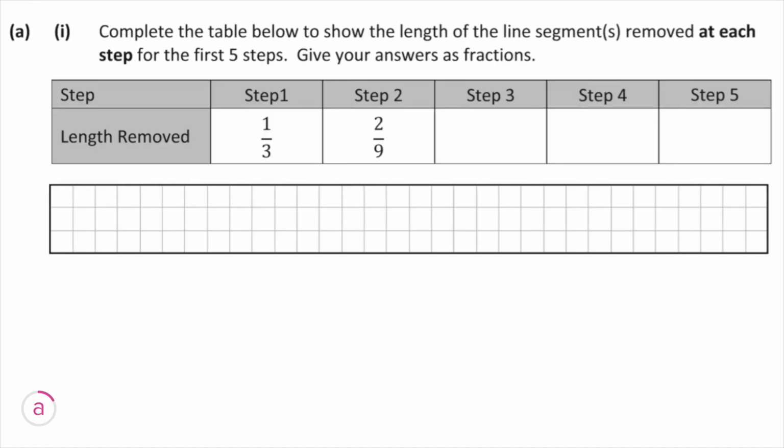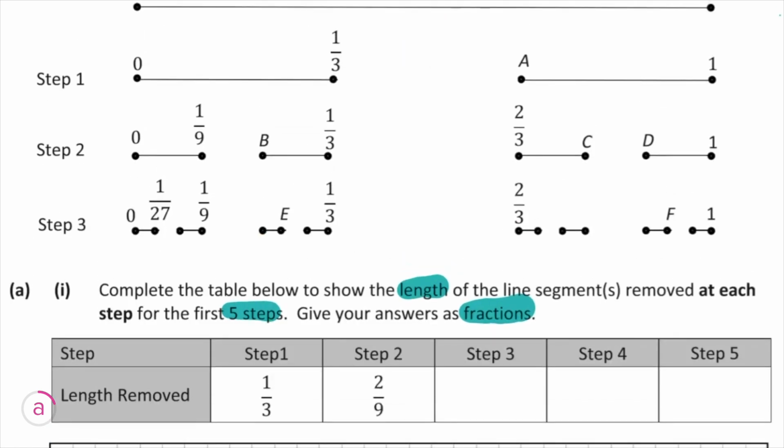So now that we understand the question, part A asks us to complete the table below to show the length of the line segments removed at each step for the first 5 steps, and to give our answers as fractions. If we go back up to our diagram, it's pretty obvious that the length removed in step 1 is just 1/3, so from 1/3 to 2/3. Step 2 removes 1/3 of 1/3 from both this side over here and also over here as well. So 1/3 of 1/3 is 1/9. It does that twice, so it removes 2/9.